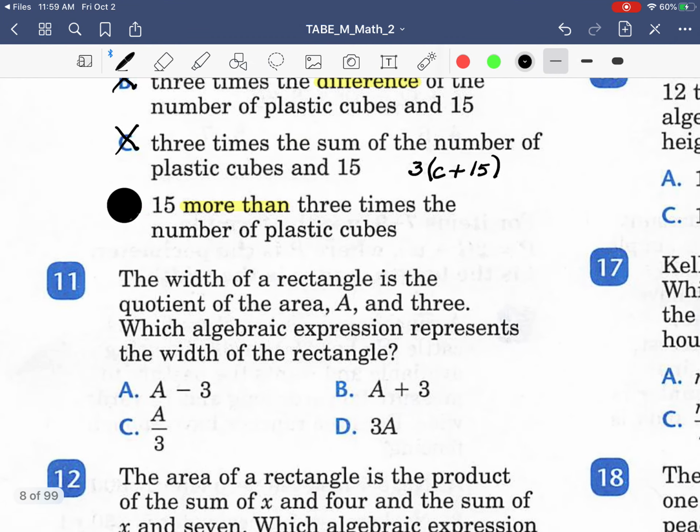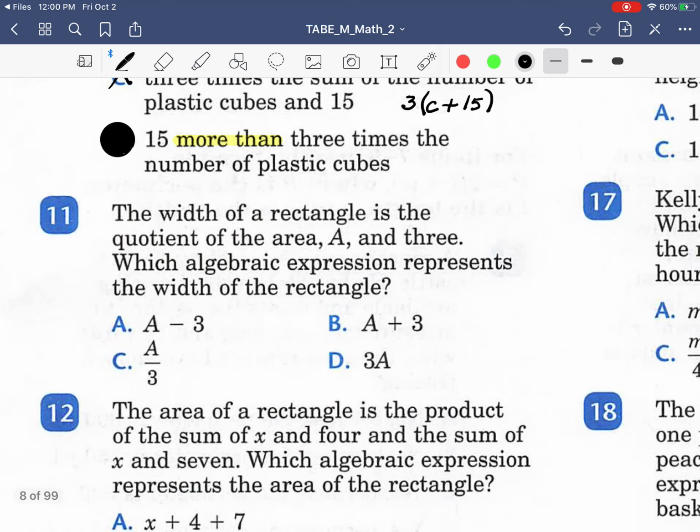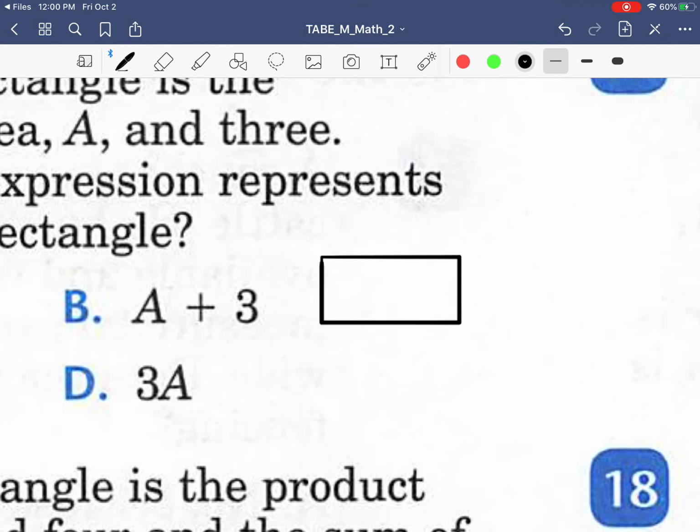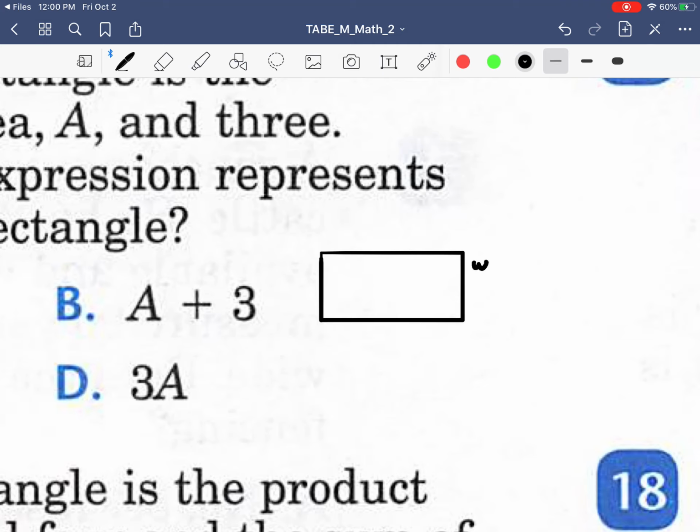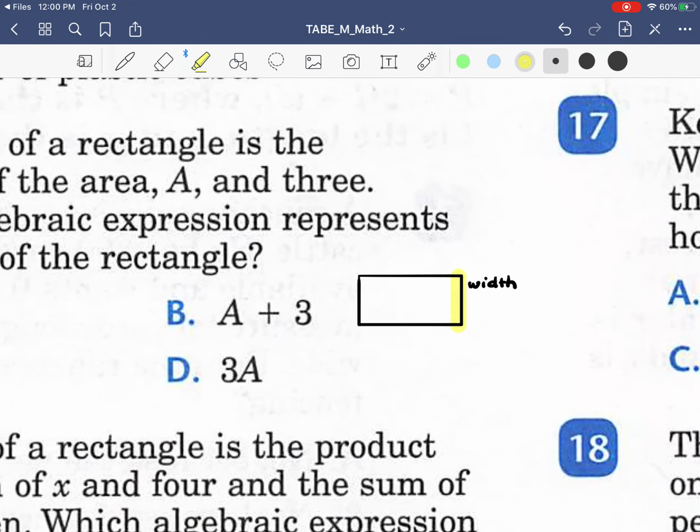Number 11 is another geometry question. The width of the rectangle is the quotient of the area A and 3. Which expression represents the width of the rectangle? So it's a little different. They're not concerned at all about the length in this problem. We're just looking at the width. So the only dimension we care about is right there.